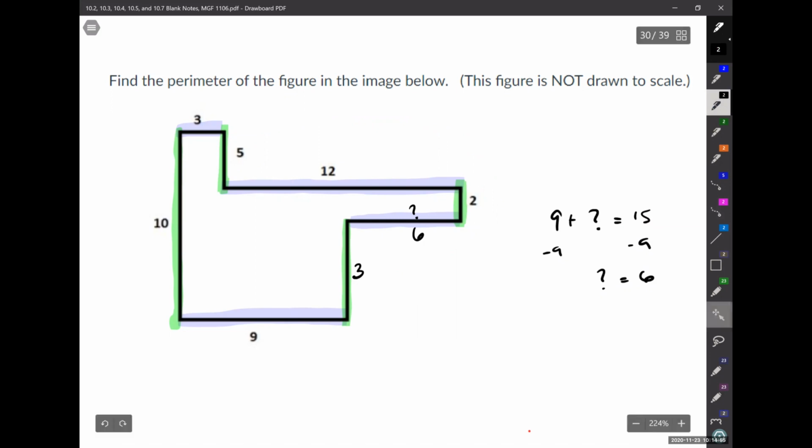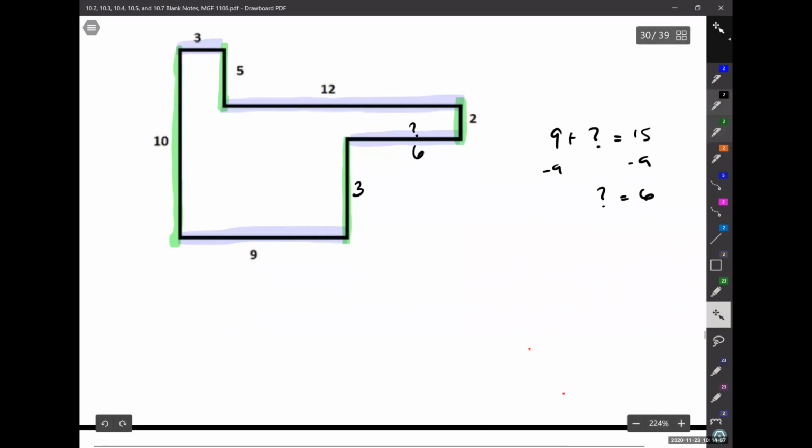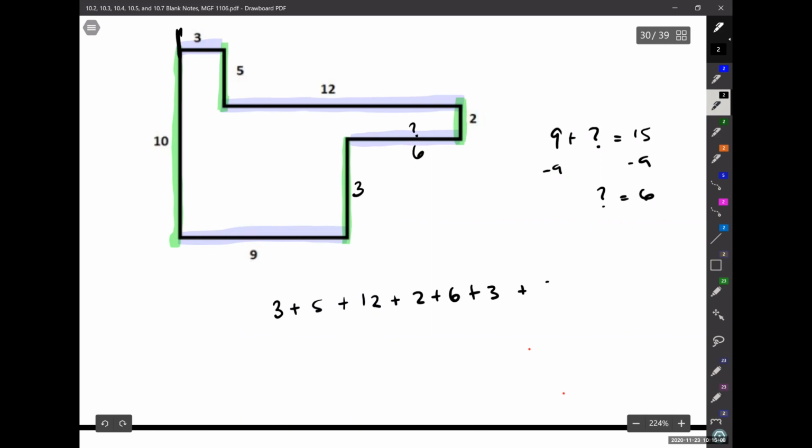Okay, good. So then we add it all together. We take time to find all the sides. Remember, start somewhere and go in a pattern so that you don't miss anything. I'm going to start at the 3. You can start anywhere as long as you don't overcount or miss. Type this into your calculator.